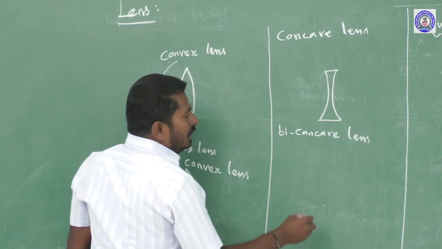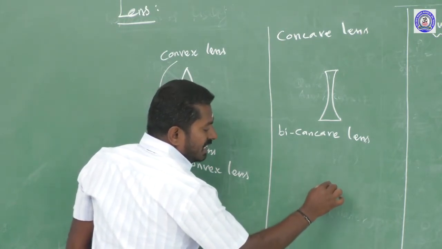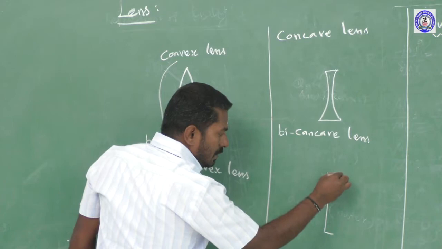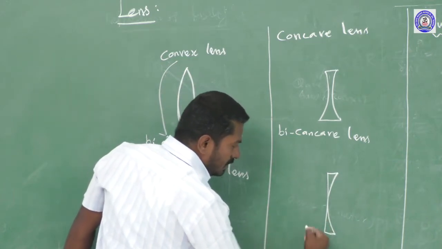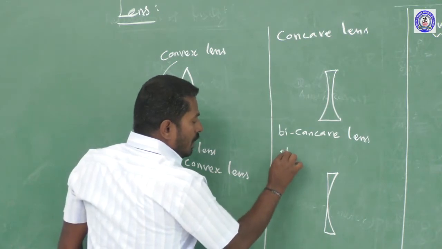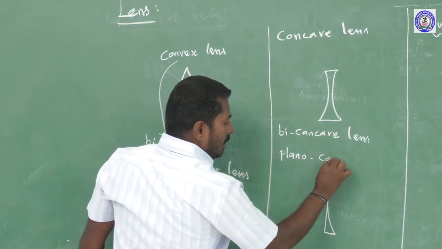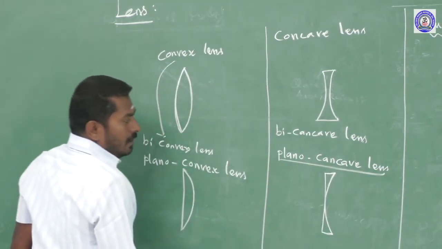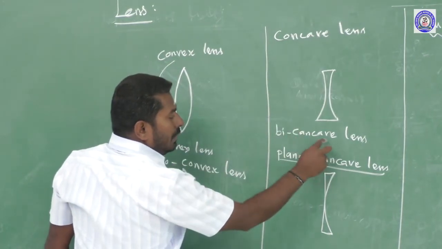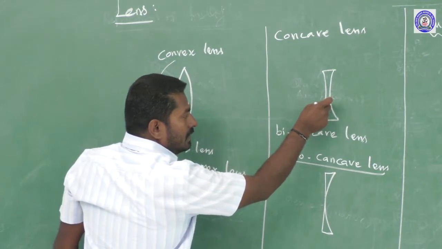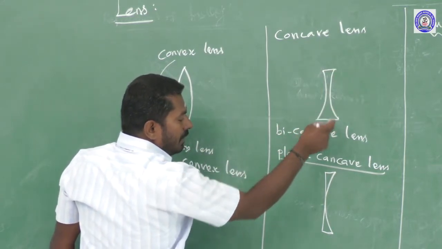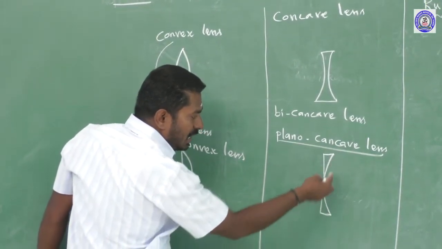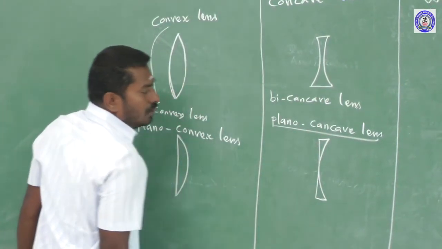One more type of concave lens is where the transparent material is bounded by one plane surface and another spherical surface. It is the planar concave lens. So a concave lens is also called a biconcave lens because this lens is bounded by two spherical surfaces, but in a planar concave lens, the transparent material is bounded by one plane surface and one spherical surface. It is called a planar concave lens.